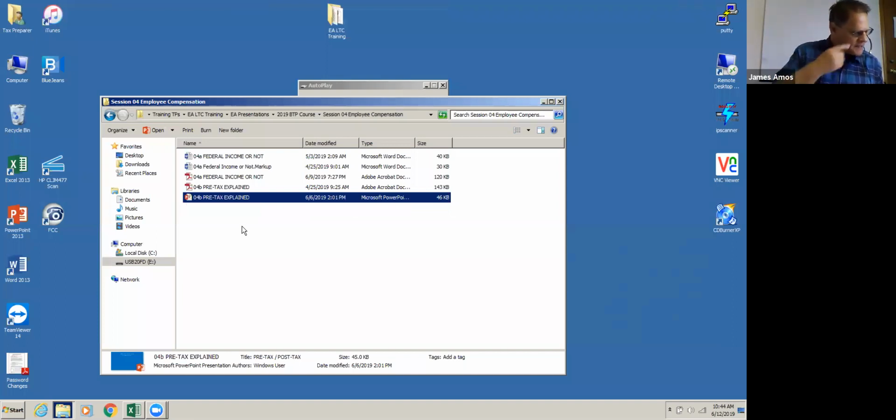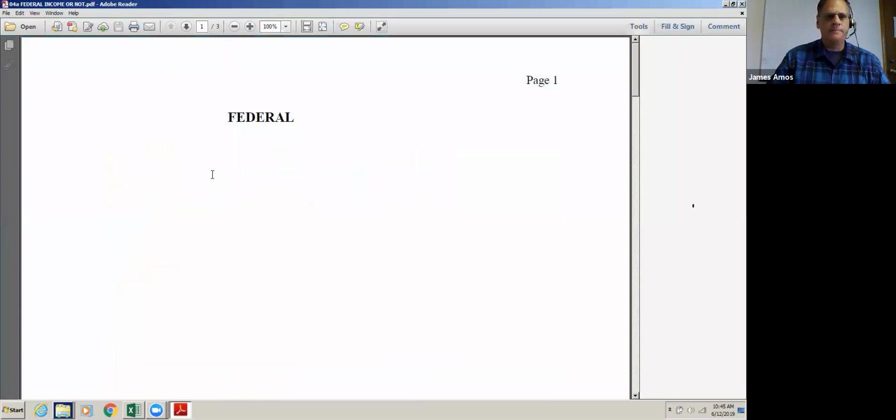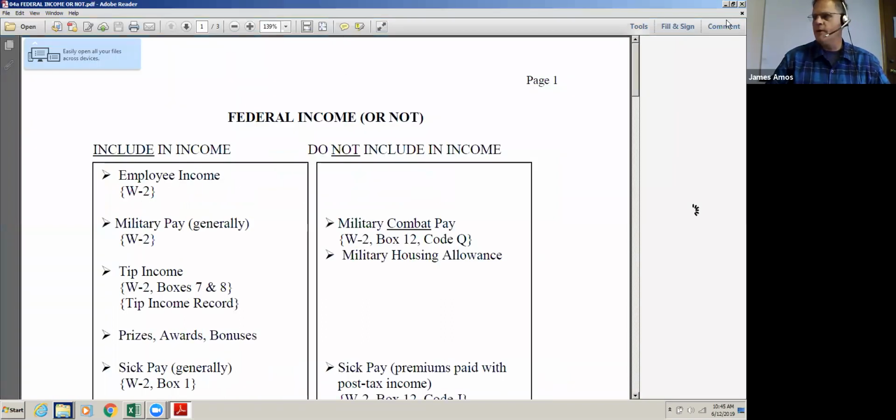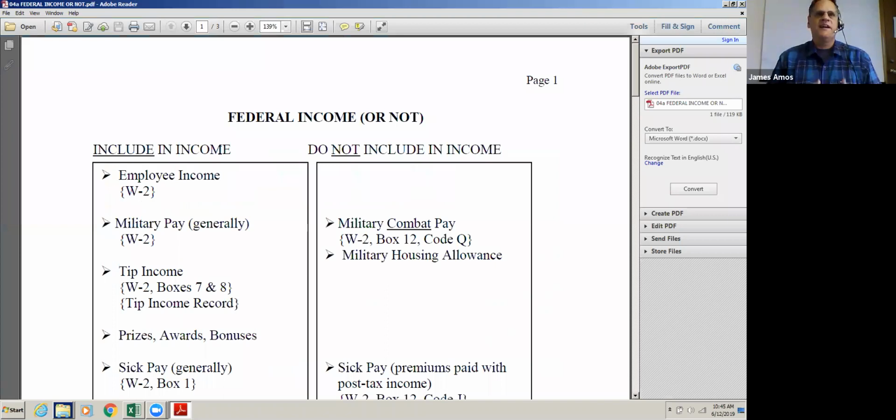So the next thing we're going to look at, I'm going to put this up here just so you can see it, but we're not going to work with it here. This is the other item that I pushed out to you a little bit ago. I call it "federal income or not." The reason I've made this is we're about to go into a section where we're going to talk about all sorts of different kinds of income, and some income is going to be taxed by the IRS, and some income is not going to be taxed by the IRS. And I do want to share this now.